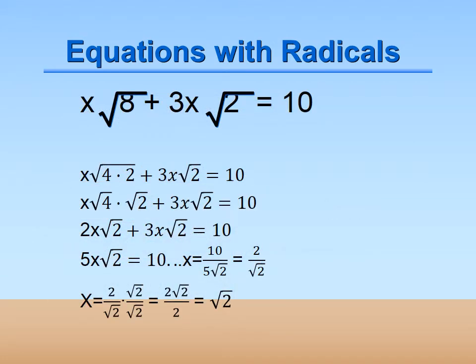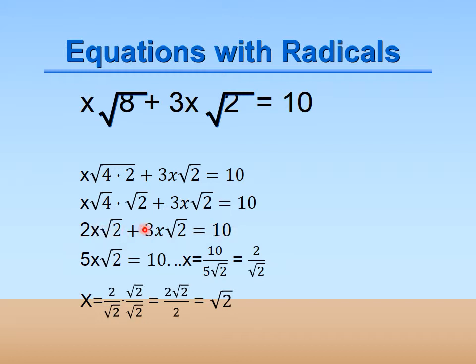x square root of 8 plus 3x square root of 2 equals 10. So before we even begin, I need to take care of the square root of 8 because that's not simplified. The square root of 8 can break down to 4 times 2, which breaks down to the square root of 4 times the square root of 2. Well, the square root of 4 is really 2. So now I've got 2x square root of 2 plus 3x square root of 2 equals 10.